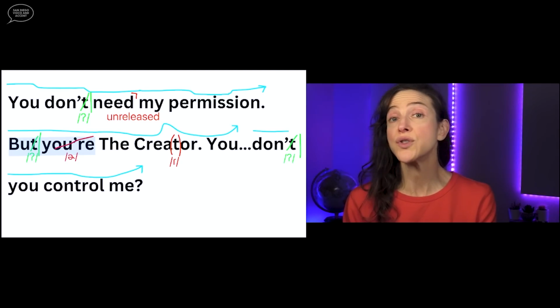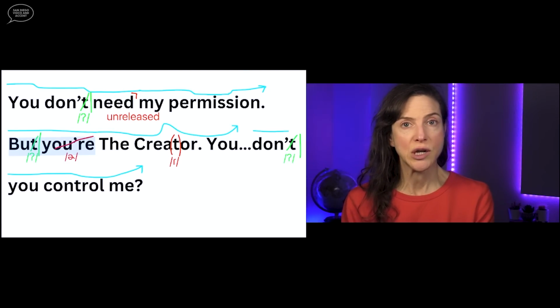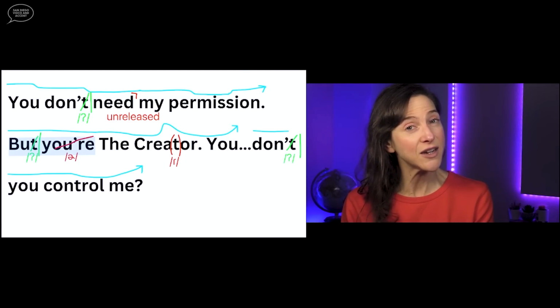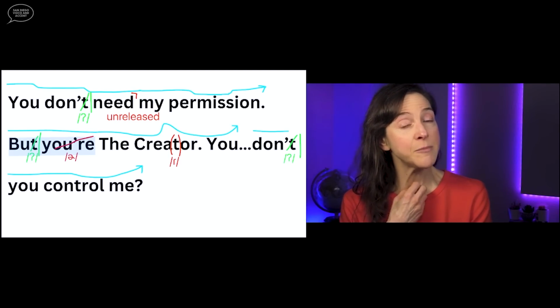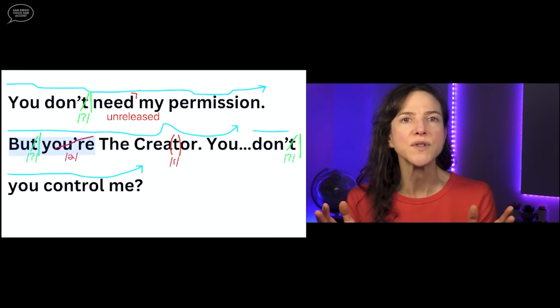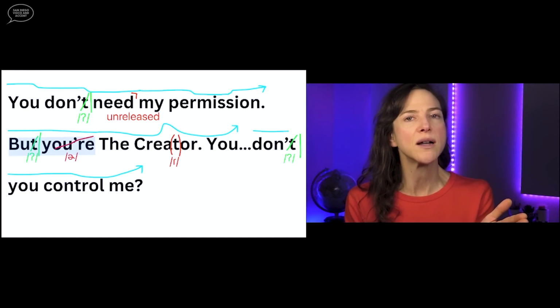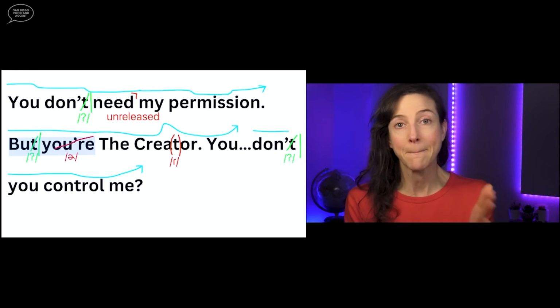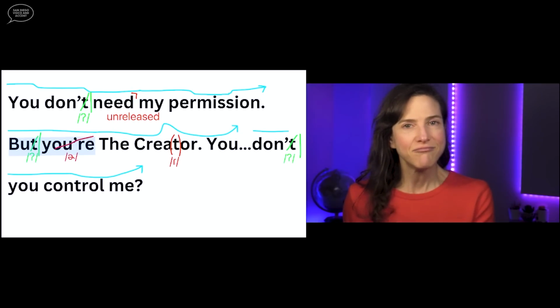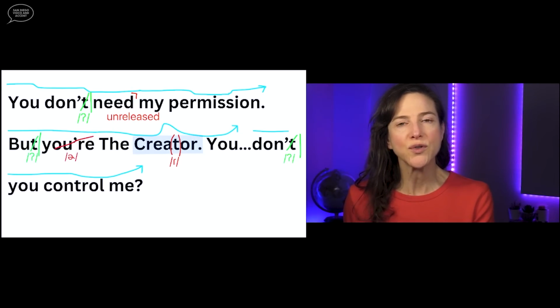All right. Now we have another stop T in but your. Okay. There's another way to link this. You could use a CH sound, but you're the creator. She doesn't choose that here. She chooses to use a stop T, which is fine. It's still part of the rules. A final T linking to a consonant, the y in your. So she uses a stop T there. But you're. And then we have a flap in the word creator.